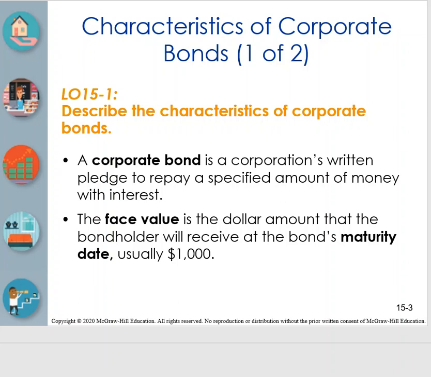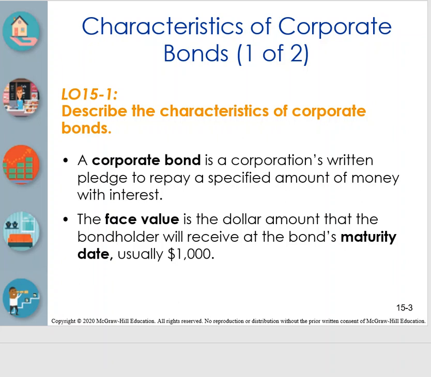Thus, it's a corporation's written pledge to repay a specified amount of money with interest. Notice the word repay, because with any type of bond, in essence, it's an IOU. Remember, with stocks, you are a stockholder or an owner. Here, when you purchase a bond, you are a creditor or you are lending money, in this case, to the corporation. The corporation is making a written pledge to repay you a specified amount of money with interest.